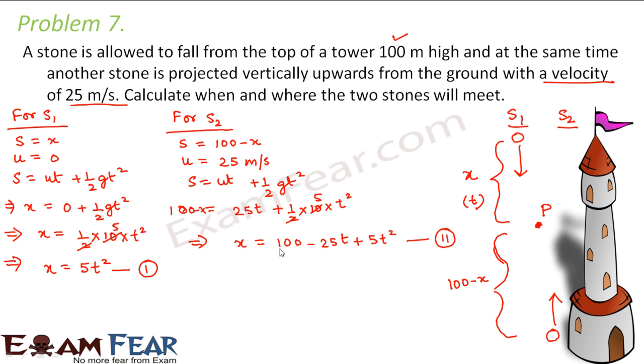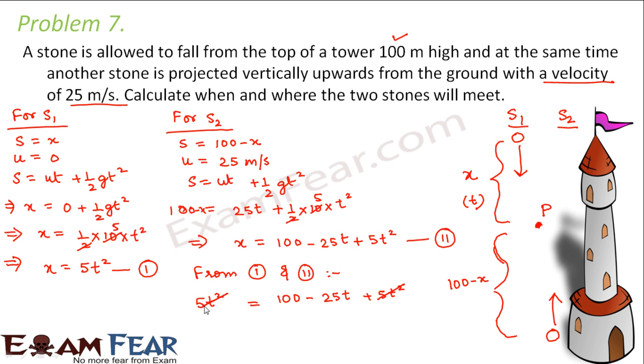Now from equation 1 and 2 we see both the equations have their left hand side as x. So their right hand sides should also be equal. So from equation 1 and 2 we can say that 5t square should be equal to 100 minus 25t plus 5t square, right? So this 5t square and 5t square will get cancelled. So from this we get t is equal to 100 by 25, that is equal to 4 seconds. That means, so we got one answer.